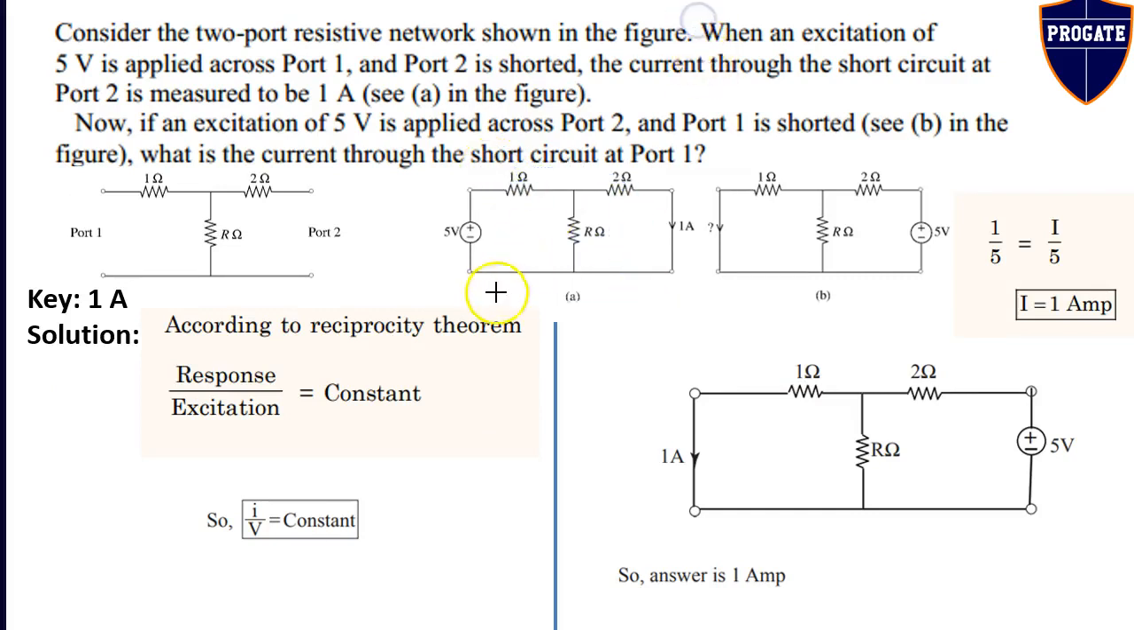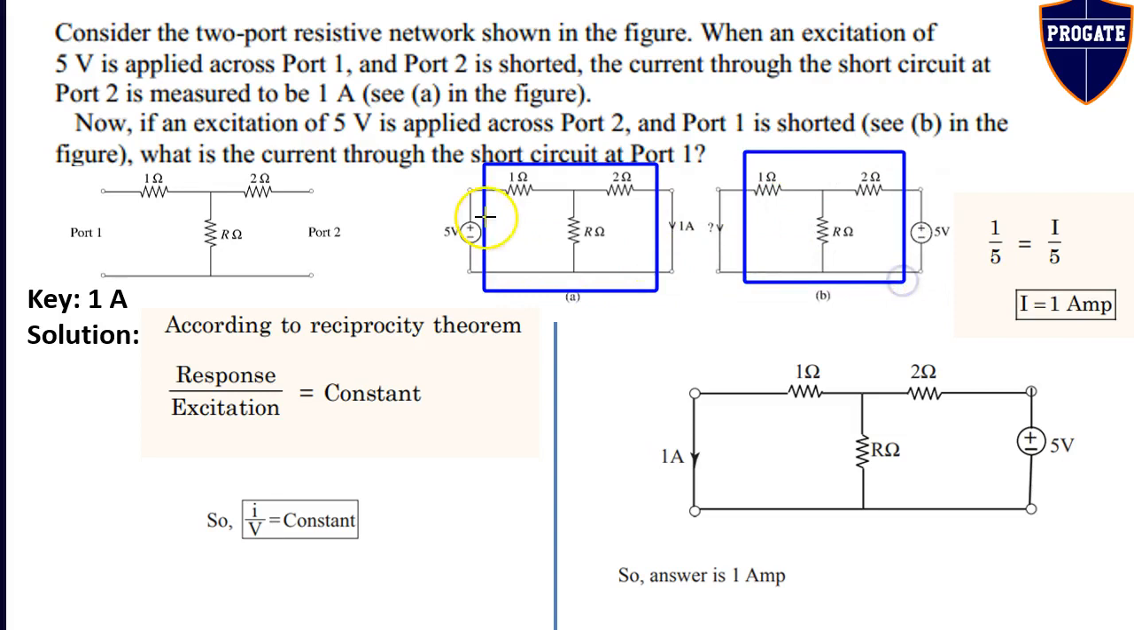So this is figure A, in which a 5 volt voltage source is applied at port 1 and 1 ampere is the short circuit current at port 2. For figure A, the ratio of response to excitation is 1 by 5, because the response is the short-circuited load current, which is 1 ampere, and the source is the 5 volt voltage source. Now according to the reciprocity theorem, the ratio of response to source is constant even when the position of source and load are interchanged. If you observe figure A and figure B, the basic two-port resistive network is the same.